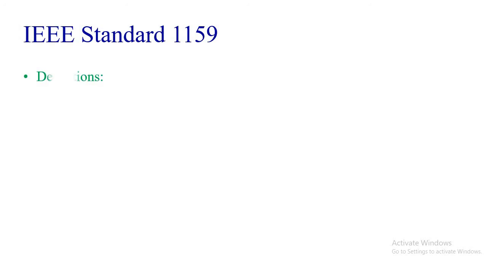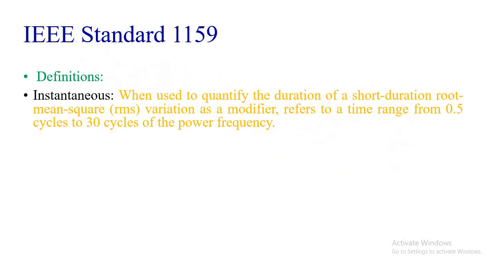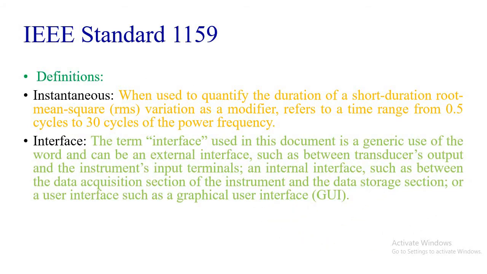The next is instantaneous. Now, when used to quantify the duration of a short duration RMS (root mean square) variation, as a modifier it refers to a time range from 0.5 cycle to 30 cycles of the power frequency. That is the instantaneous.